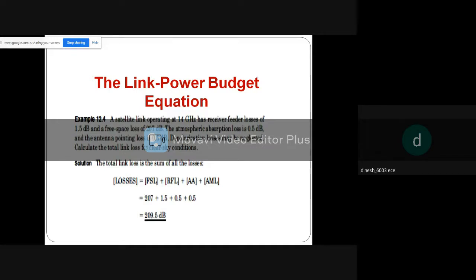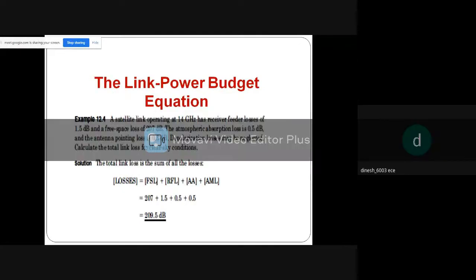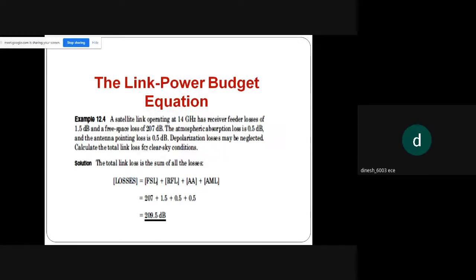It is very small. So calculate the total link loss for clear sky conditions. So add all the losses: 1.5 plus 207 plus 0.5 plus 0.5, we get 209.5 decibel losses for a space link operating at 14 gigahertz.